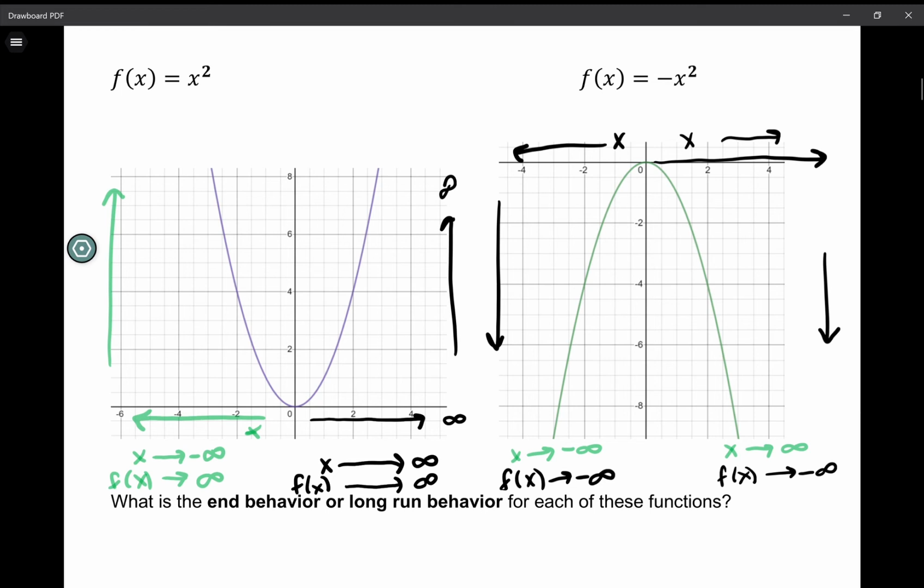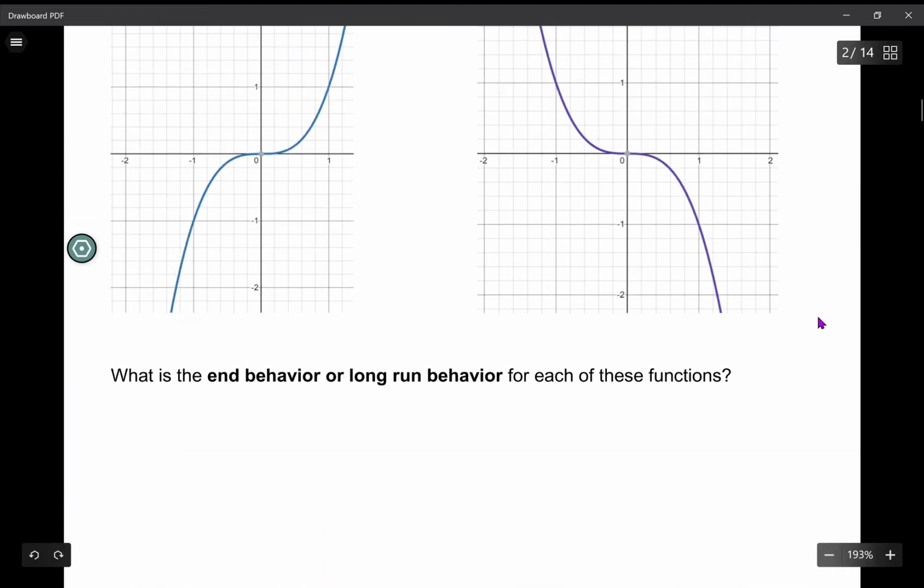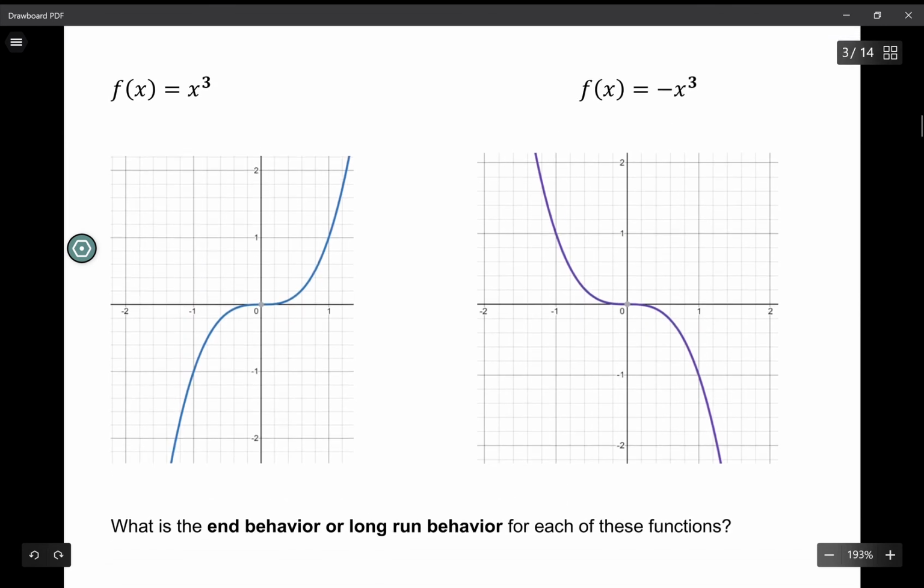All right, so let's talk about another couple of functions. Keep that in your back pocket. Get the pictures in your head. Let's talk about x cubed and minus x cubed. On the left here in blue is f of x equals x cubed.